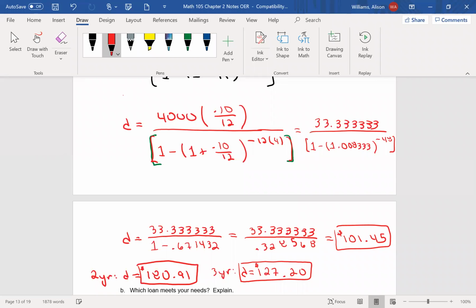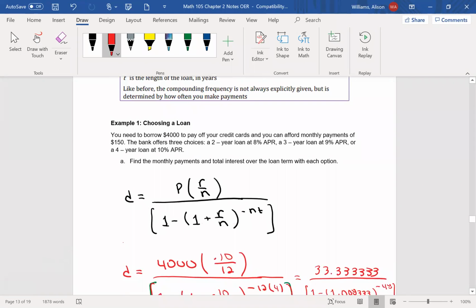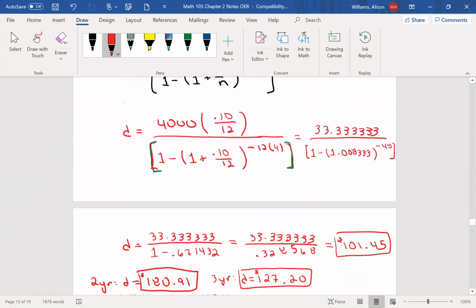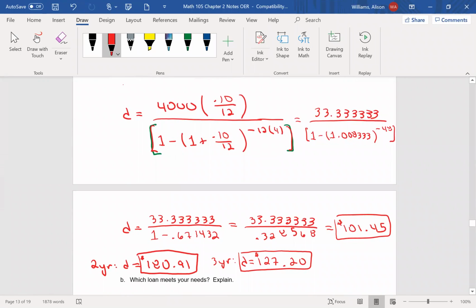All right, so those are the payment options for the three different loans. Now, as you can see, based on the original problem, we were only able to pay 150 a month. So we can't afford the first option. The 2-year option isn't really an option for us. All right. So it's either the 3-year or the 4-year.